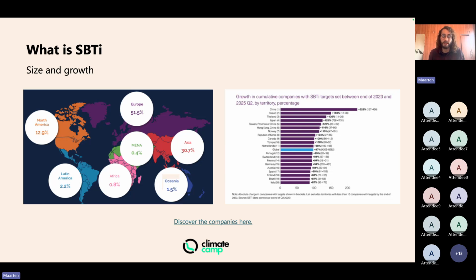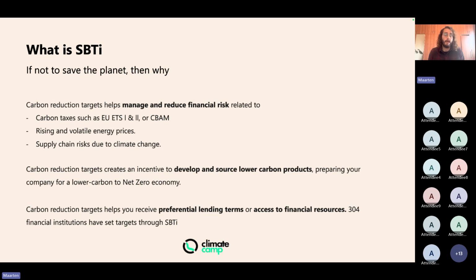So the growth for SBTi is real. It is still heavily ongoing. So it is relevant for your industry and your markets as well. Why? The question that often comes up, if not to save the planet, then why? Because all these investments in time and resources need to be explained somehow. They need to be reasoned. And I would wish that saving the planet or reducing carbon in the atmosphere was a good enough reason, but we often need business cases to help support these actions as well.